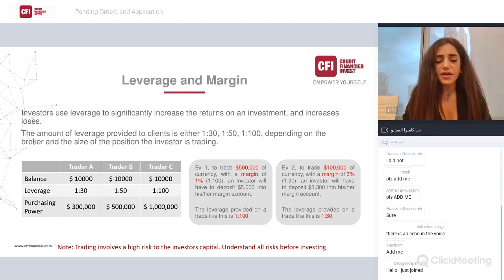Leverage magnifies your profits and magnifies your losses. Leverage is usually any dollar you put, you get 30 times the purchasing power of that dollar.